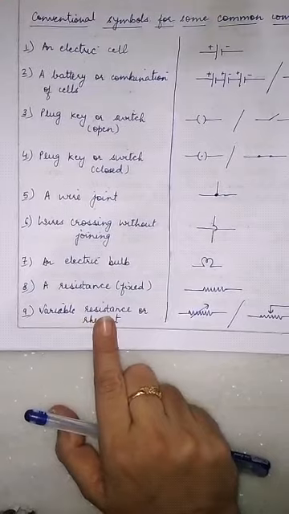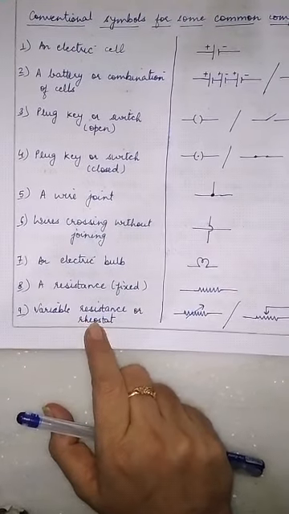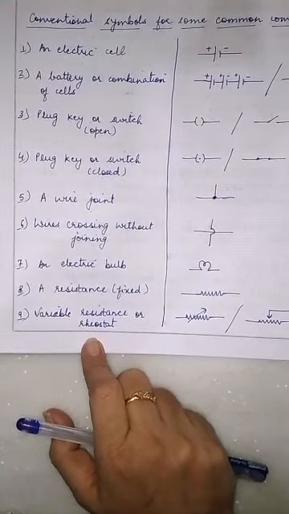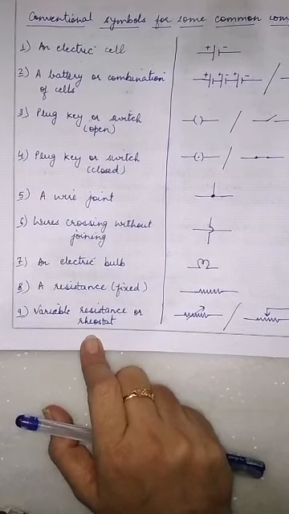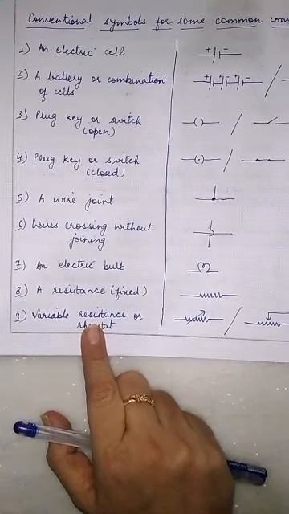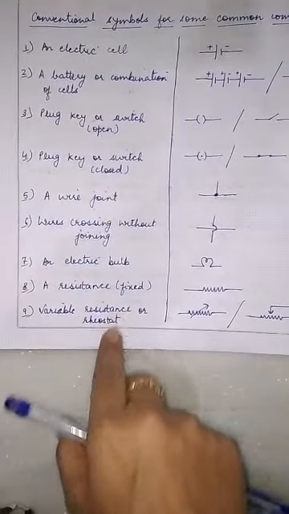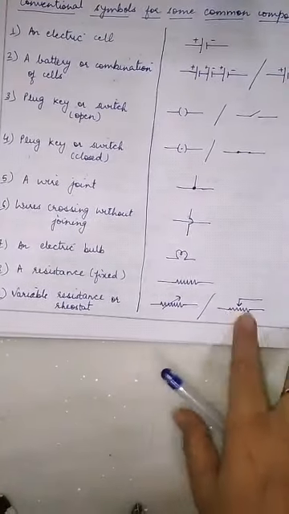And if the resistance is variable, it is a rheostat. A rheostat is a device used in the laboratory to offer variable resistance in the circuit. We can show the variable resistance or the rheostat by these two symbols.